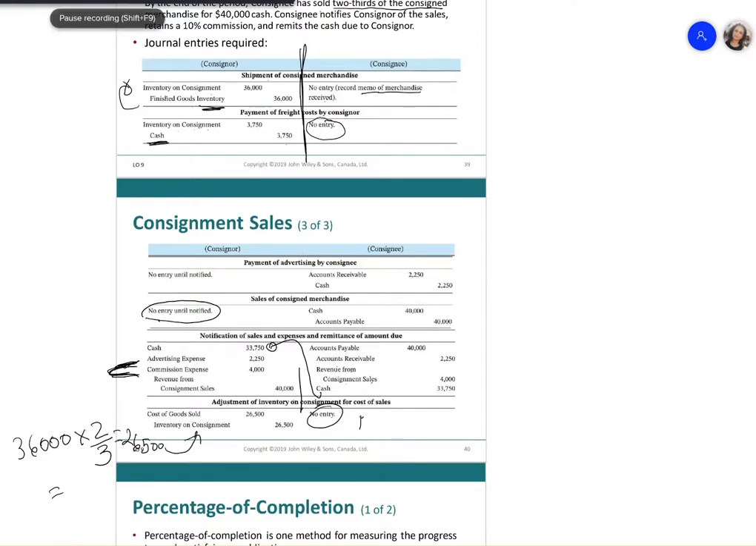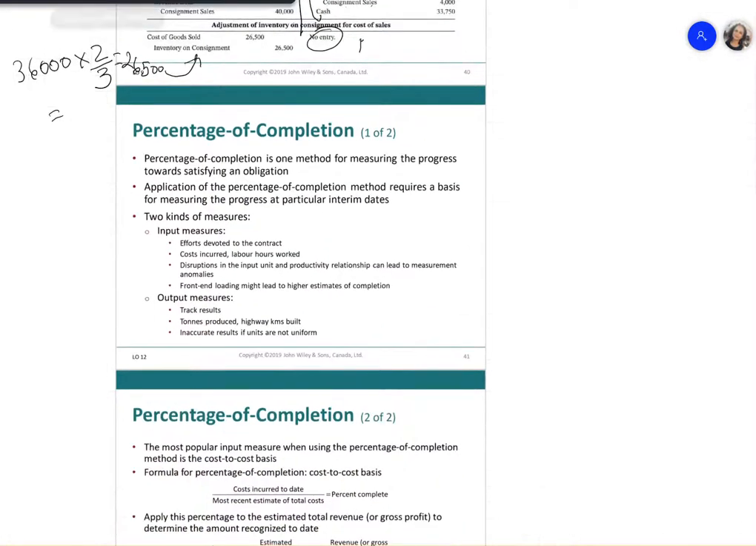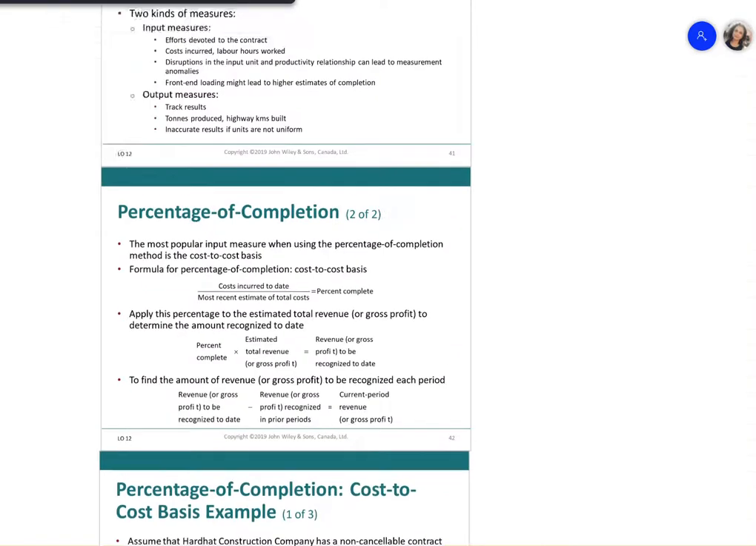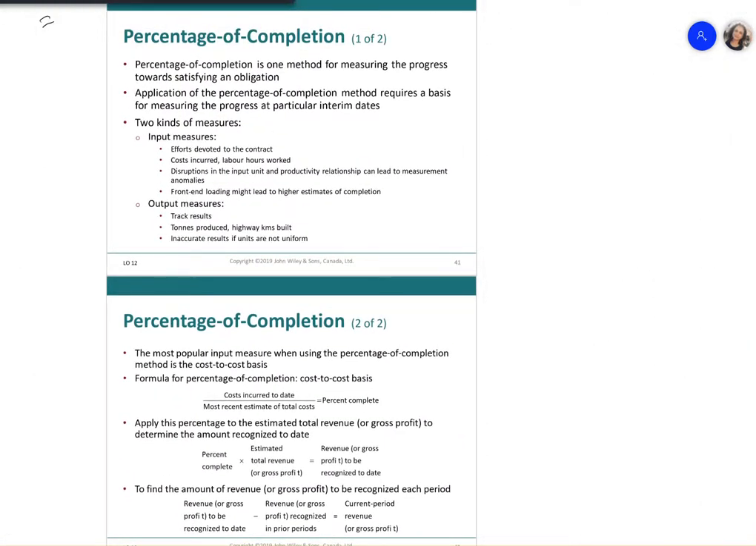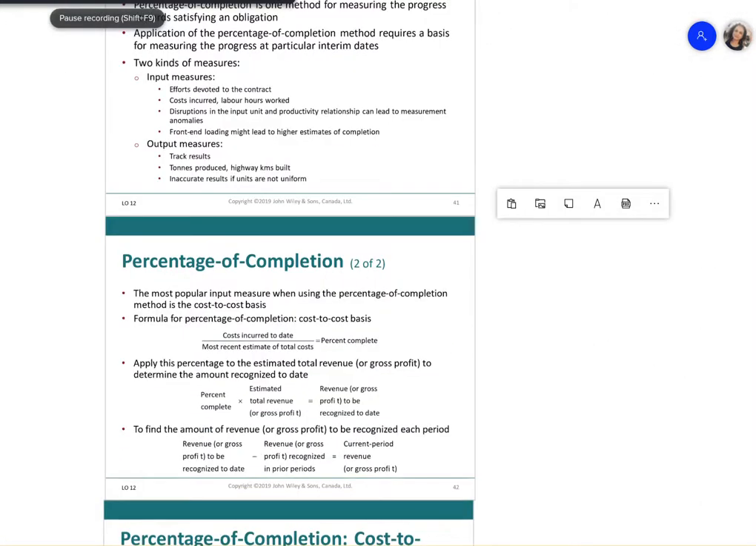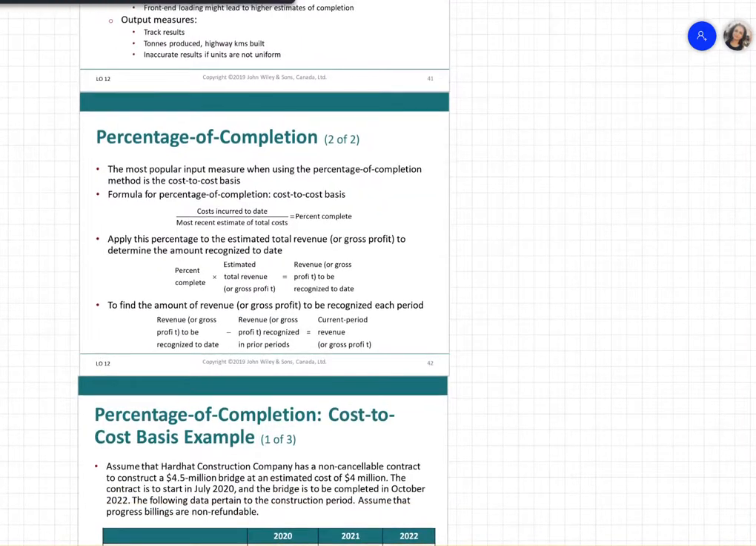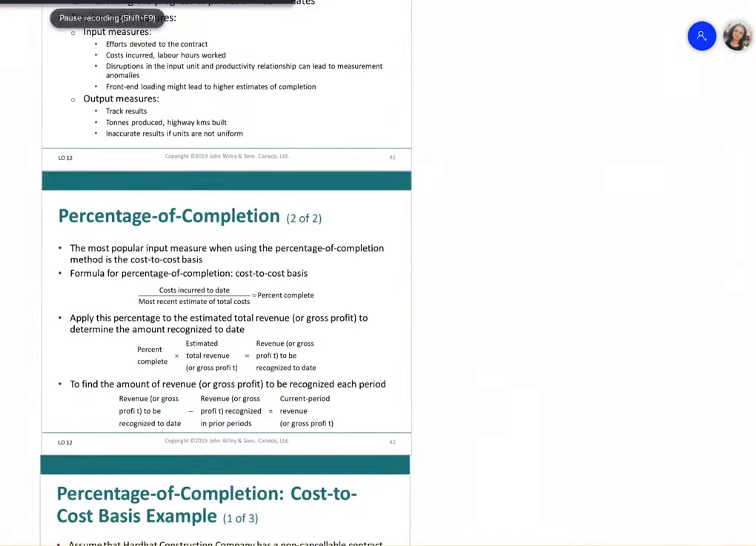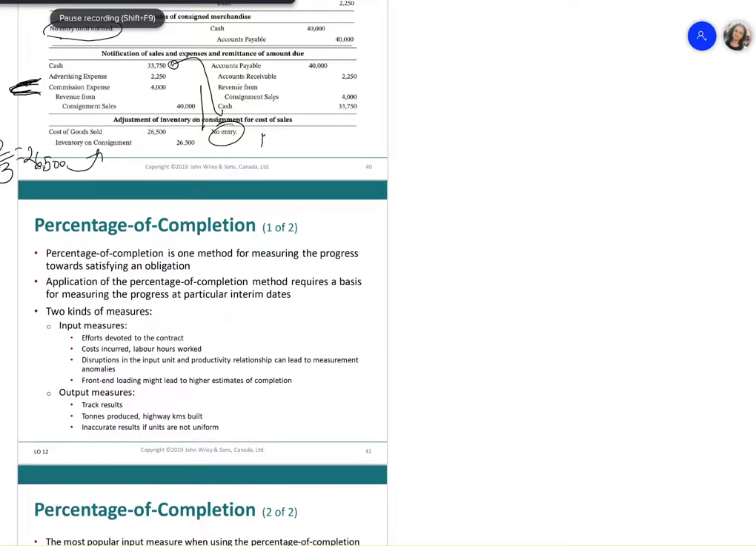I'm going to stop the recording here. The next part of the question is that we needed to do percentage of completion and completed contract, and we have to do a zero profit. So that will be for our next recording. I'm going to stop this recording here.